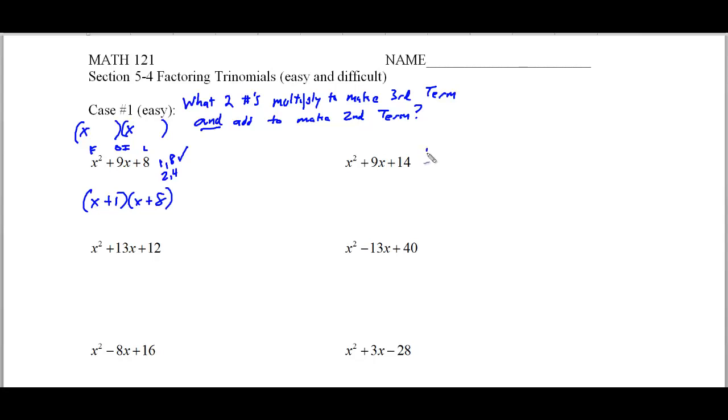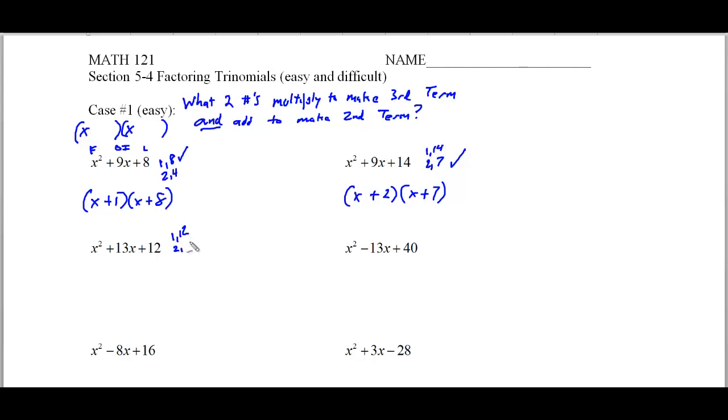Okay, so how about 14? If you look at all the factors of 14, I have 1 and 14, 2 and 7, and the ones that make 9 are the last two, so this becomes x plus 2, x plus 7. And this is why it's called the easy factoring of trinomials. It is very common, and it should go pretty quickly, even when you have a number like 12 that has a lot of different ways you can factor.